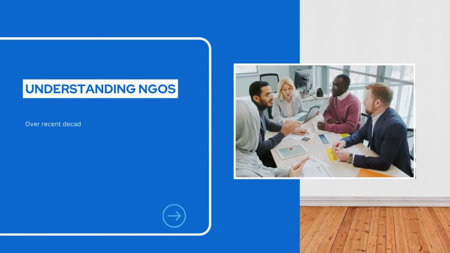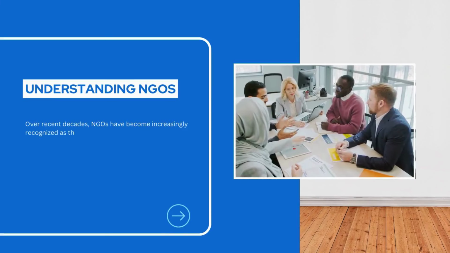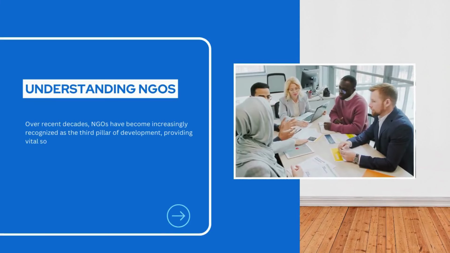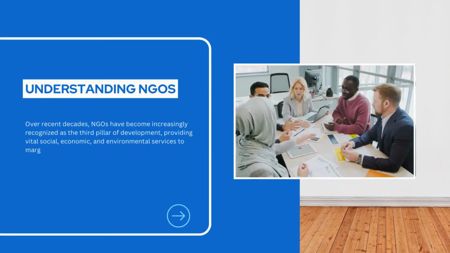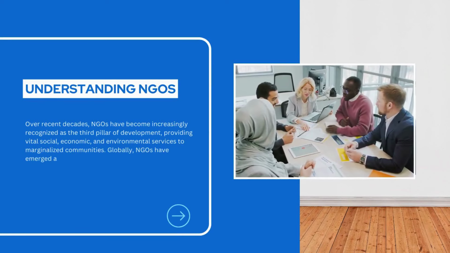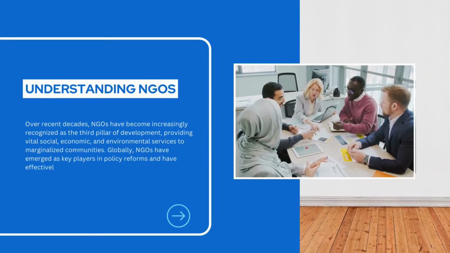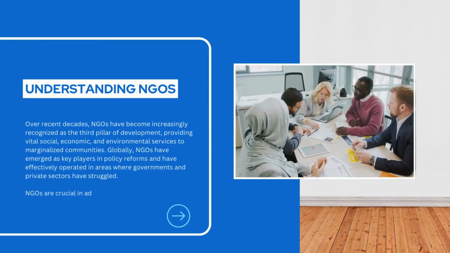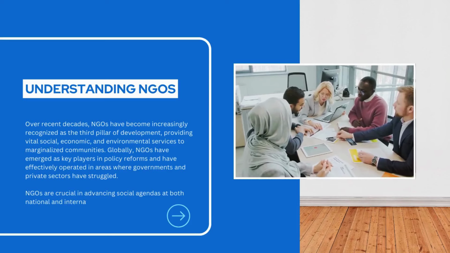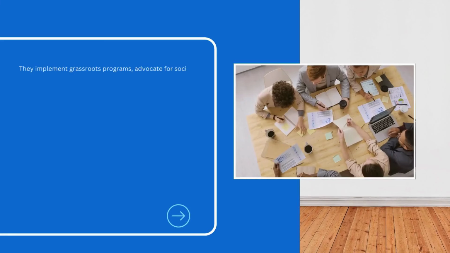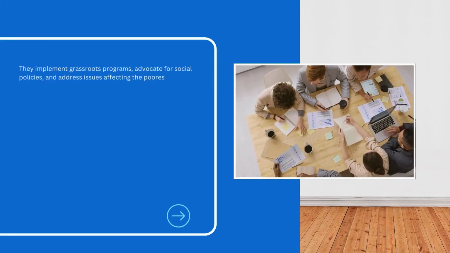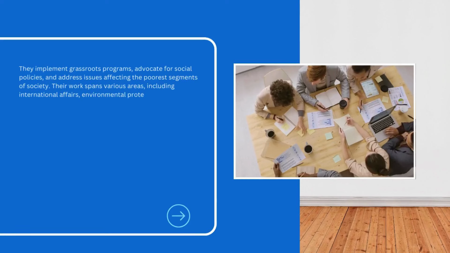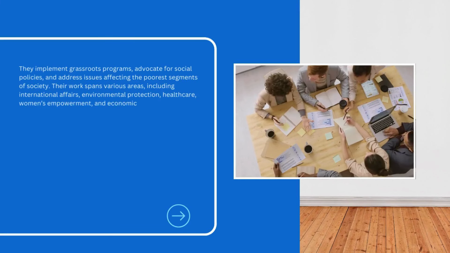Understanding NGOs. Over recent decades, NGOs have become increasingly recognized as the third pillar of development, providing vital social, economic, and environmental services to marginalized communities. Globally, NGOs have emerged as key players in policy reforms and have effectively operated in areas where governments and private sectors have struggled. NGOs are crucial in advancing social agendas at both national and international levels. They implement grassroots programs, advocate for social policies, and address issues affecting the poorest segments of society. Their work spans various areas, including international affairs, environmental protection, healthcare, women's empowerment, and economic development.